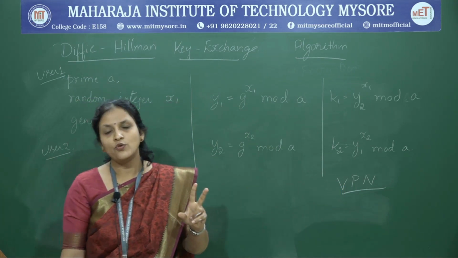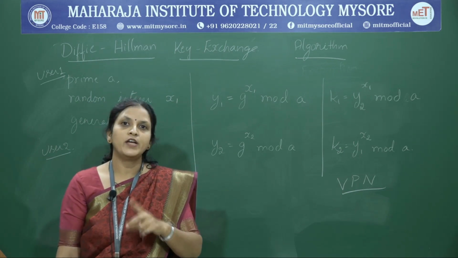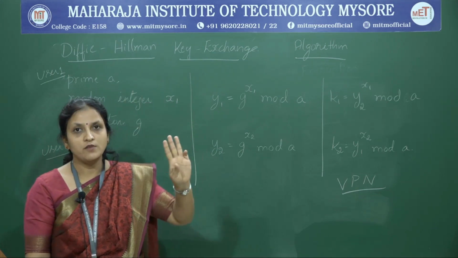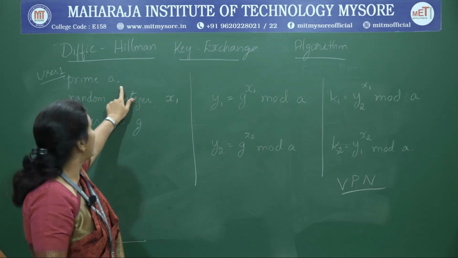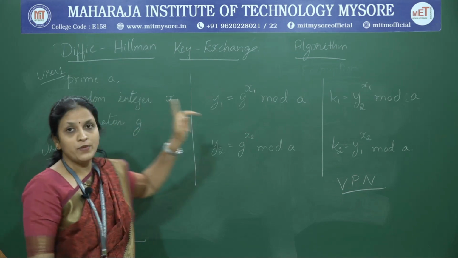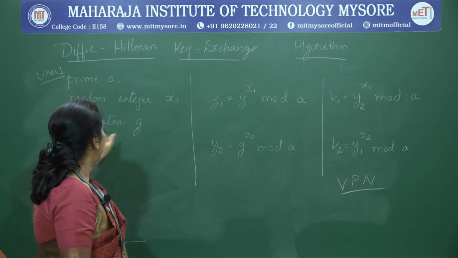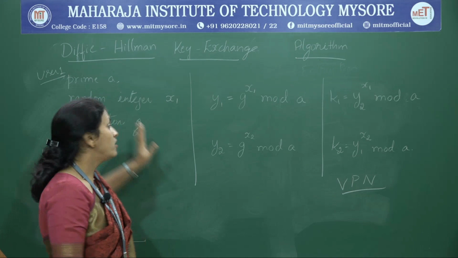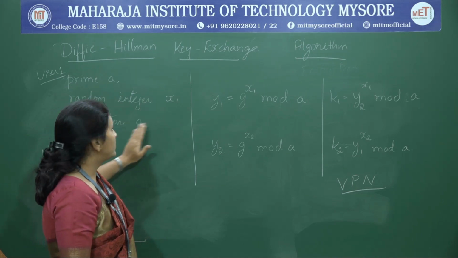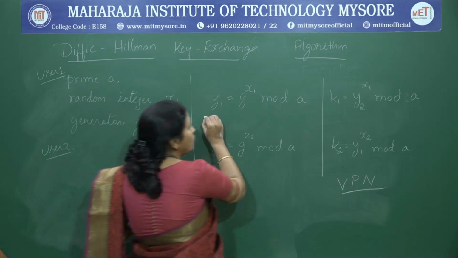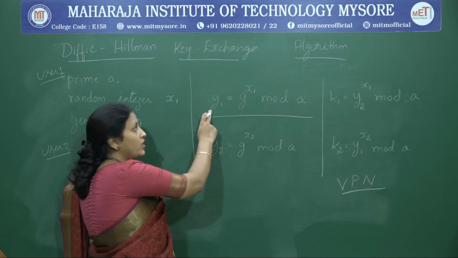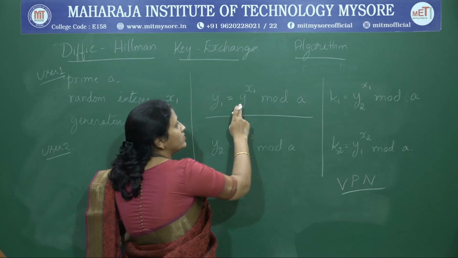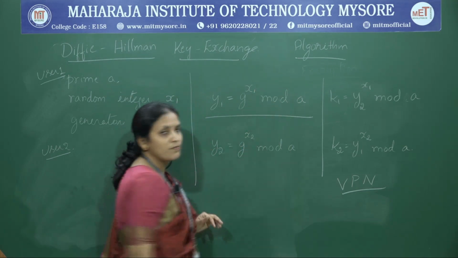When user 1 and user 2 want to have a transmission of data between them, how will it be done? User 1 randomly selects three numbers: one prime number, which can be called A, one random integer, that is x1, and one generator, that is G. These three numbers are randomly selected by user 1. Making use of these three as input, it is going to generate a key y1 using this formula: G per x1 mod A, where G is the generator, x1 is a random integer and A is a prime.